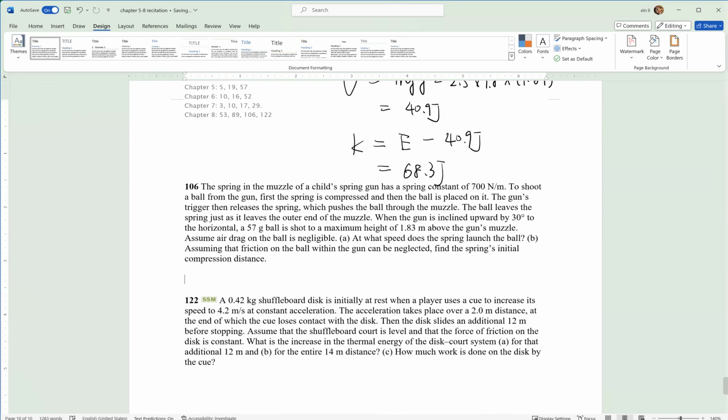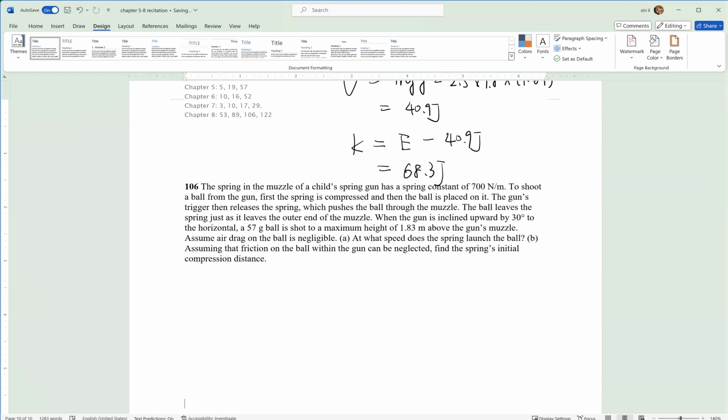And we have another problem. 106. 106 is very simple. Okay, so we can do that. The spring in the muzzle of a spring gun has a spring constant, which is 700 newtons per meter. To shoot a ball from the gun, first the spring is compressed, then the ball is placed on it. Think about spring and then ball and then shoot.